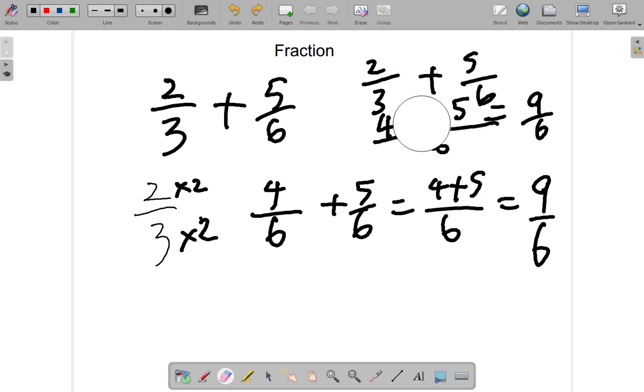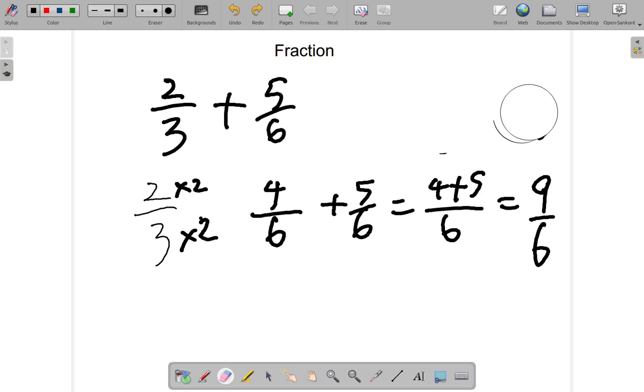Now let's look at the answer that we have here. You can see that the numerator is larger than the denominator. Here you add two fractions where you have smaller numerators, but the answer gives you a bigger numerator. This is called an improper fraction. You could change it into a mixed fraction.